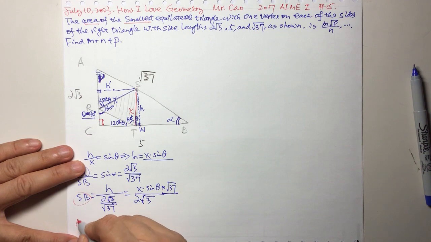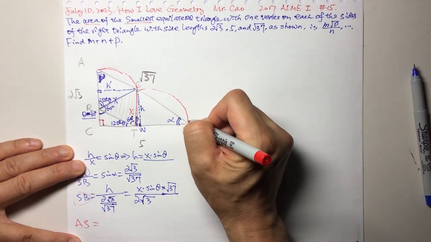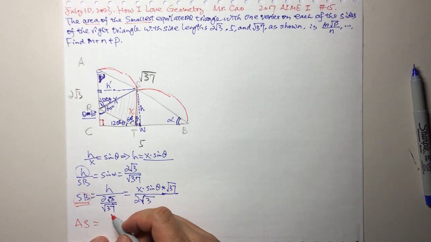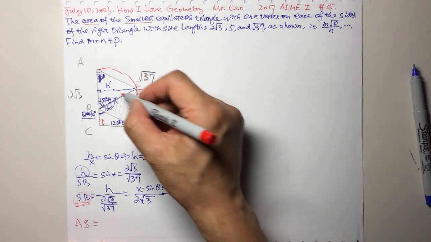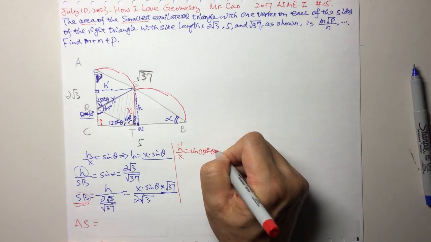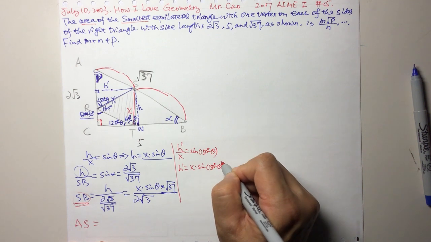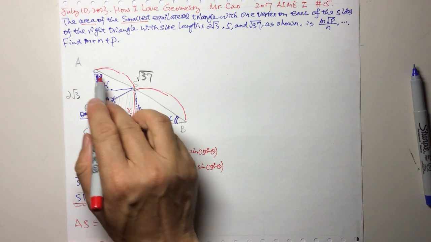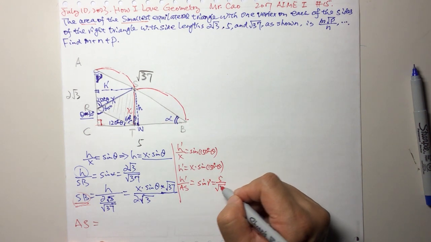Now I will find AS. I will find this part, right? Because we have known this BS, or we can say SB, so it's almost the same thing. From here, I get h prime over x. This one over x will equal sine of 150 degrees minus theta, right? H prime equals x times sine of 150 degrees minus theta, and h prime over AS equals sine gamma equals 5 over square root of 37.